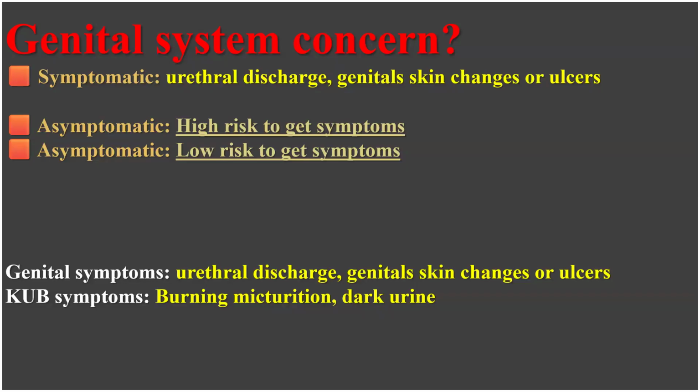Okay. So you should say, according to your data, you have burning micturition. It could be kidney, ureter, bladder symptoms, but you don't have any genital symptoms like urethral discharge, genital skin changes, or ulcers. You did not ask about these questions. For this reason, we are considering you are asymptomatic and low risk to get sexually transmitted infection. You should mention the diagnosis first.